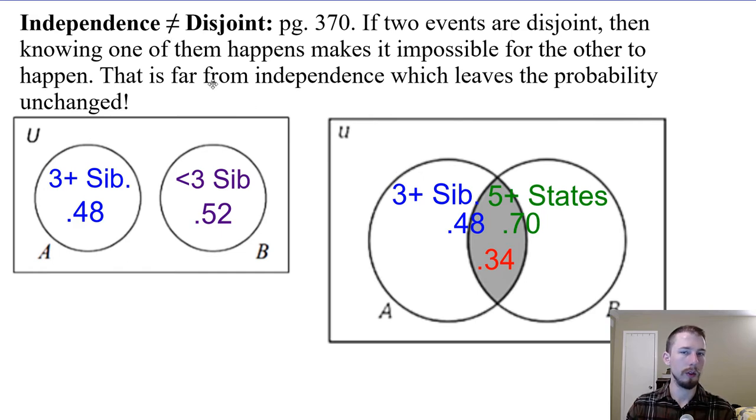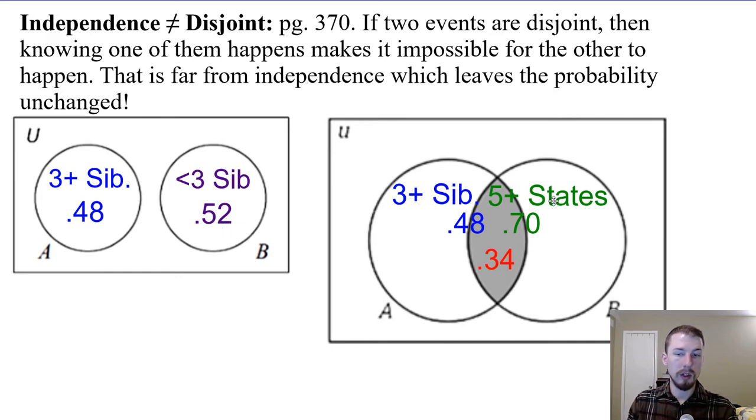So independence and disjoint are actually 2 completely different things. 2 things are mutually exclusive or disjoint if it's not possible for them to have any overlap, so if their intersection is empty. So for instance, whether or not you had 3 or more siblings, that and having less than 3 siblings, you can't have both of those. So there's no overlap between the 2, and you notice that they add up to 1 between the 2 as well, which is kind of cool.